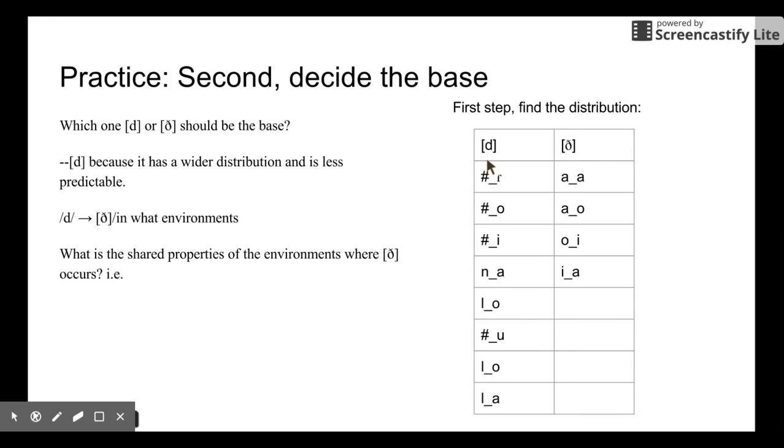So the sound should be the base. Now we got the first part of the rule. The becomes the. And then we have to figure out what the environments are. Okay.